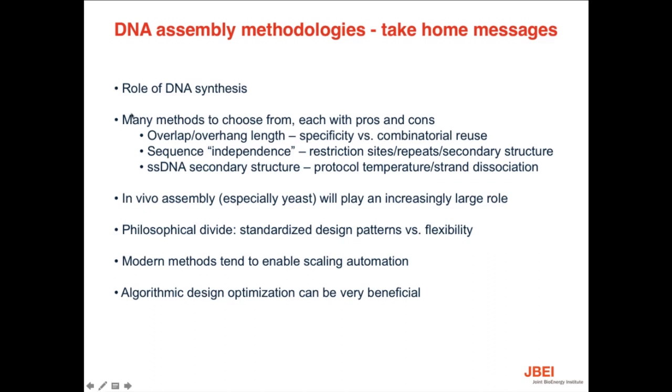There's lots of different methods to choose from. Here we talked mostly about flanking homology methods, and between those different methods, there might be different advantages. Maybe the different methods have different overlap lengths. Maybe In-Fusion might be a little bit shorter, maybe Gibson is more intermediate, and if you have something like yeast assembly, maybe very long. The longer the sequences, you can potentially get more specificity at the trade-off of combinatorial reuse.